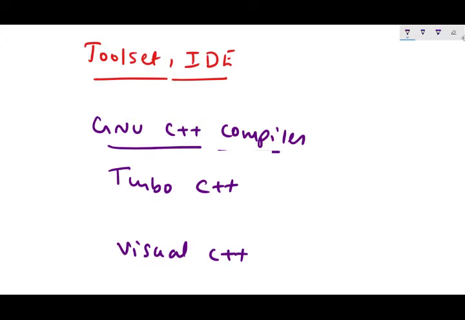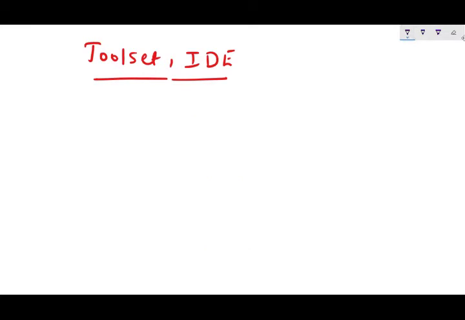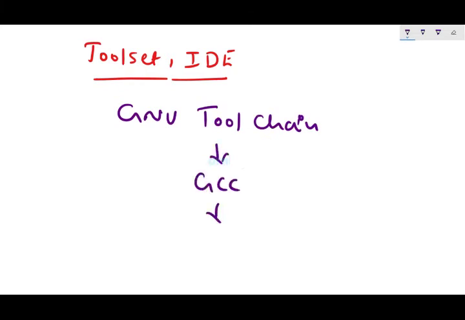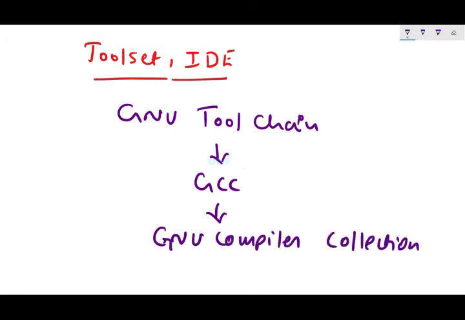Now, as I said before, these programs, they always come in a bundle called the toolset. So in order to use the GNU C++ compiler, we need to get the GNU Tool Chain. This GNU Tool Chain provides us the GCC, which stands for GNU Compiler Collection, and they provide the compilers for many different languages like C, C++, Fortran, ADA, etc. So we will be using the GNU C++ compiler.